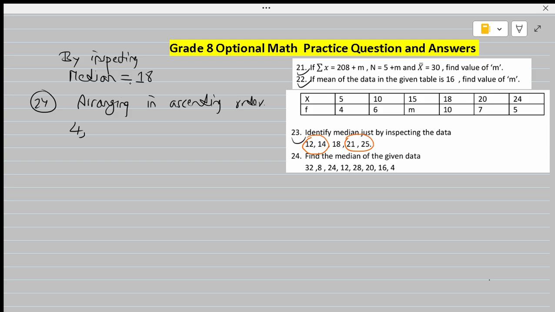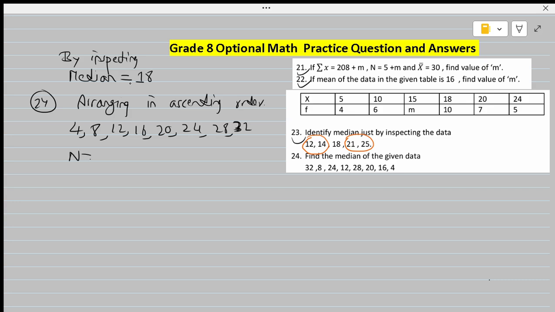After 4 there is 8. After 8 there is 12. After 12 there is 16. After 16 there is 20. After 20 there is 24. After 24 there is 28. And after 28 there is 32. Now let's count how many we have: 1, 2, 3, 4, 5, 6, 7, 8. Okay, so arranging the data is done.